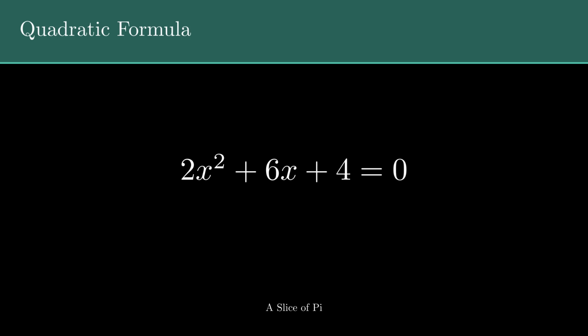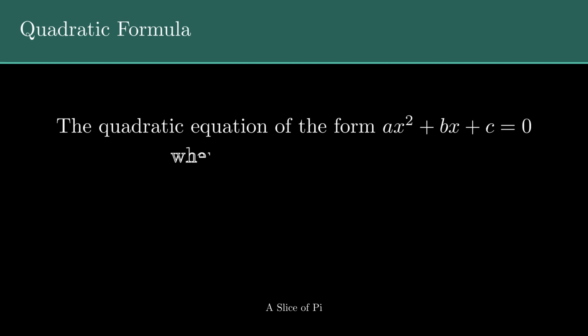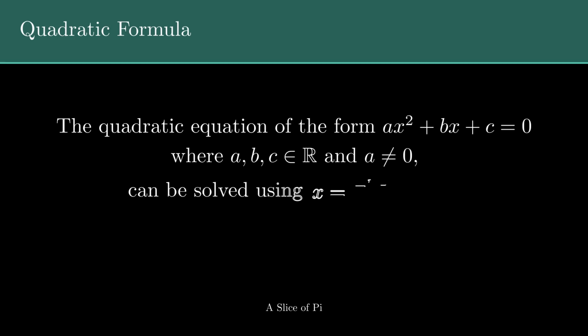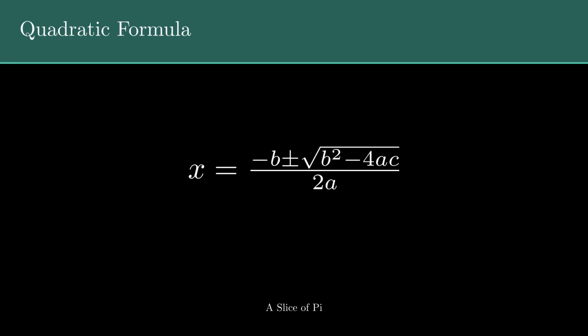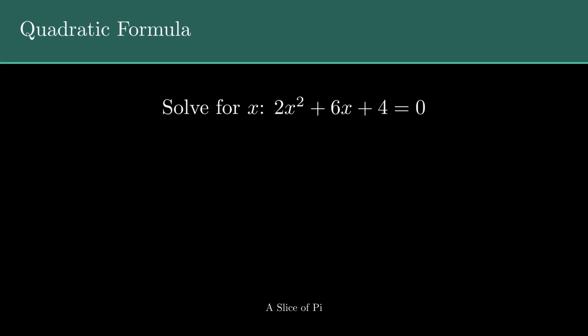There are plenty of ways to solve a quadratic equation. There's factoring, extracting roots, completing the square, but the method that we will be focusing on today is the quadratic formula. A quadratic equation of the form ax squared plus bx plus c equals 0, where a, b, and c are elements of real numbers, and a is not equal to 0, can be solved using the quadratic formula. x equals negative b plus or minus the square root of b squared minus 4ac, all over 2a. This is a famous formula that acts as a master key that unlocks all quadratic equations.